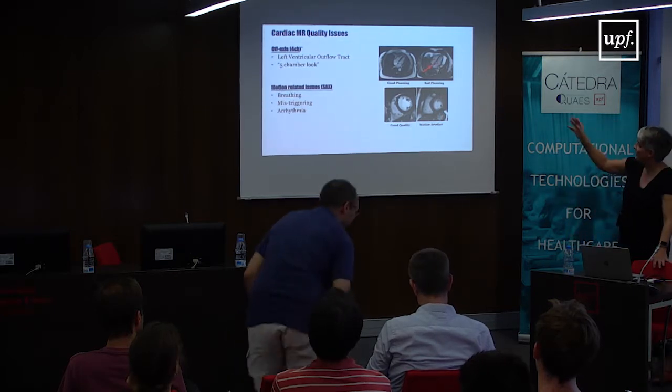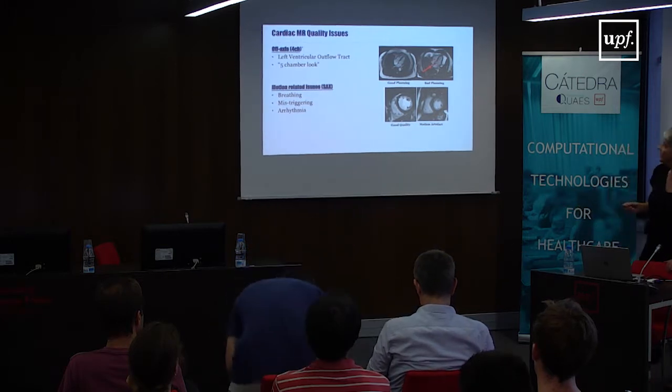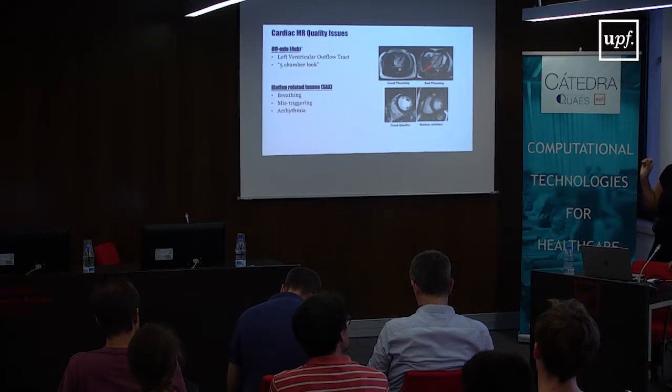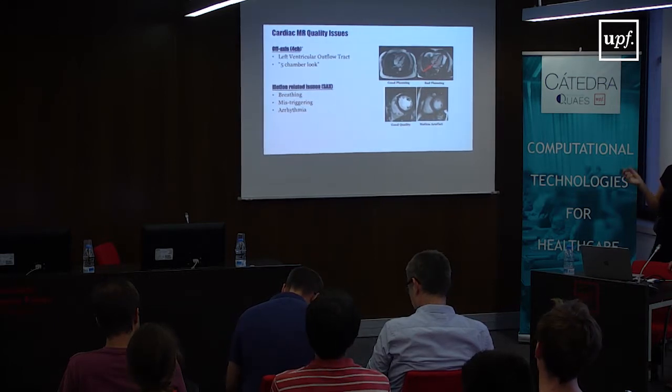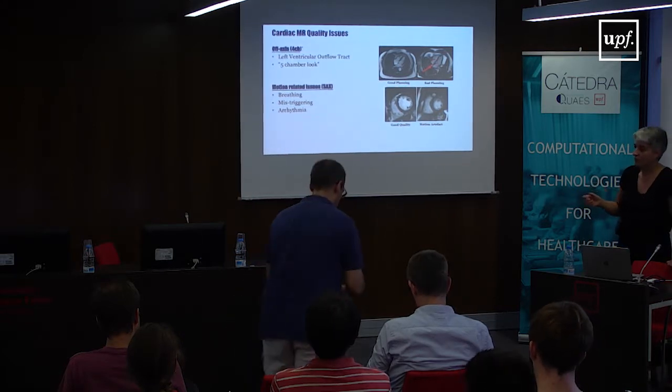So you see a nice four-chamber view on the top left, which is a good planning scan, and then you see one which is a bad planning scan because you see the aorta coming through. So it's a so-called five-chamber look. Of course, you don't have five chambers. This is a bad acquisition. And then there are motion-related issues.